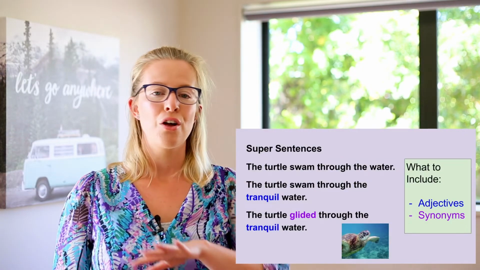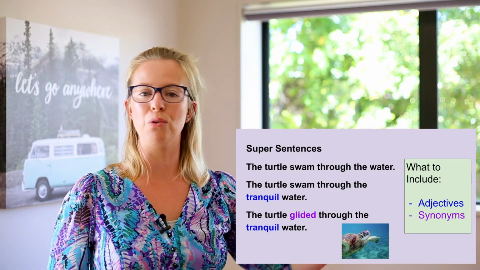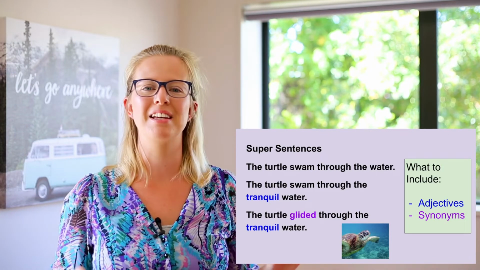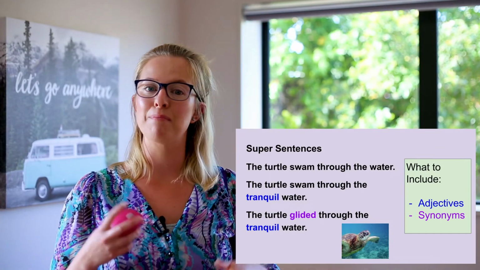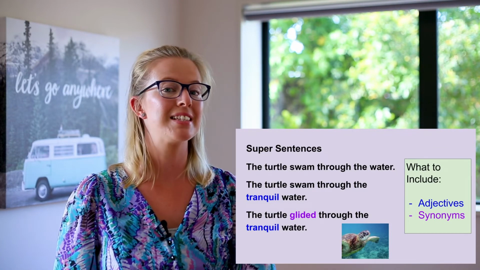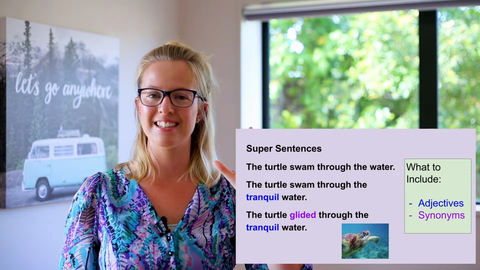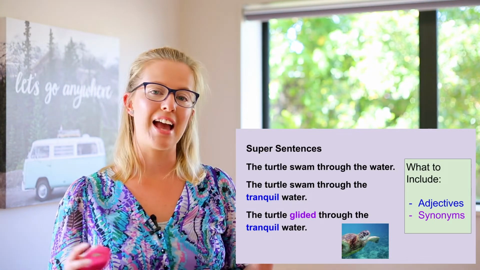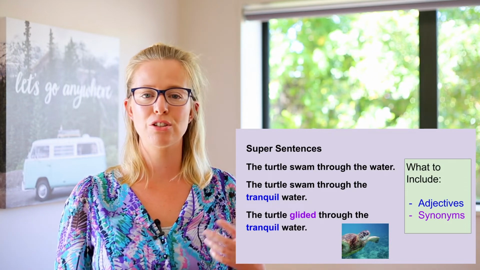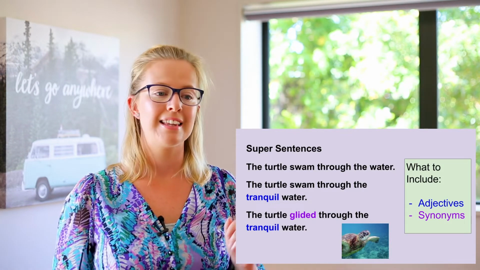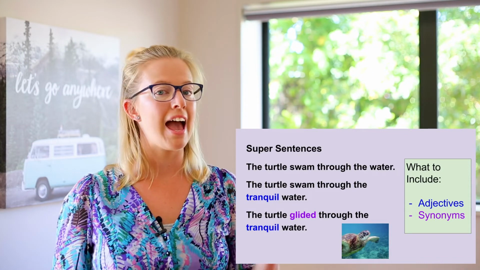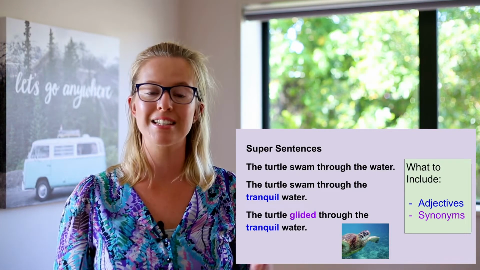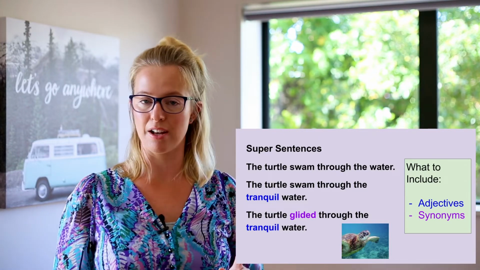Alright, let's see if we can have a go at our next sentence. We have got, the turtle swam through the water. And you can see in the picture down there, he looks pretty happy swimming in the water. Now let's see if we can make that into a super sentence using adjectives and synonyms. So for the first one, I'm going to add an adjective. There are two nouns in this sentence. The nouns are turtle and water. I could use an adjective for both, but I'm just going to use an adjective to describe the water.